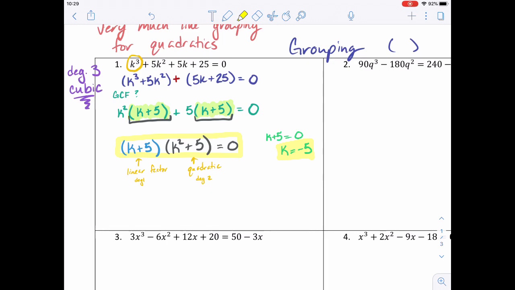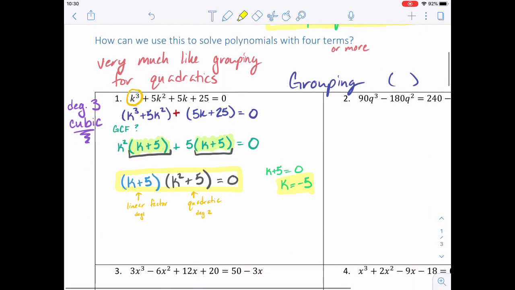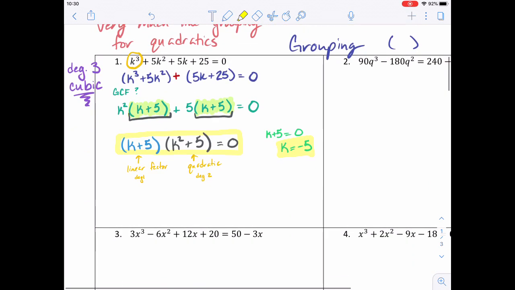How many solutions do you think we should expect when we have a degree 3 equation? Well, if we go back, we see that this degree 3 we solved earlier had 3 solutions like we talked about. So we should expect to have 3 solutions for this cubic equation. So let's look at our quadratic term.